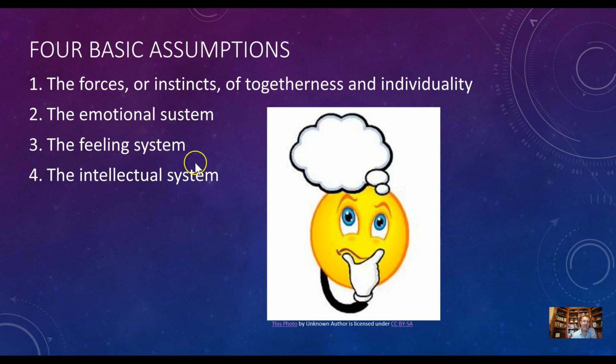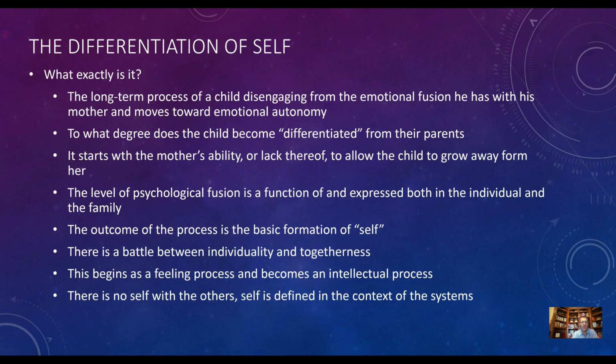Sorry, I misspelled the word, the emotional system. These are the four basic concepts: the feeling system and the intellectual system. And again, more detail about that in the textbook. We'll touch on some of these concepts in greater depth as time goes by. So, what exactly is the differentiation of self?